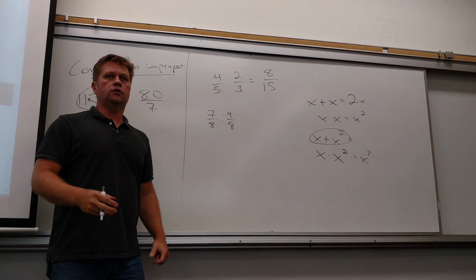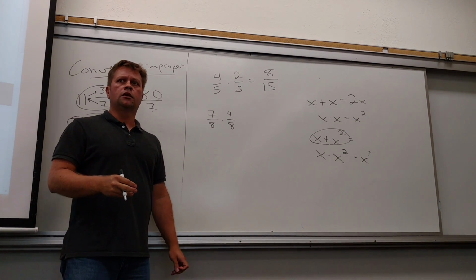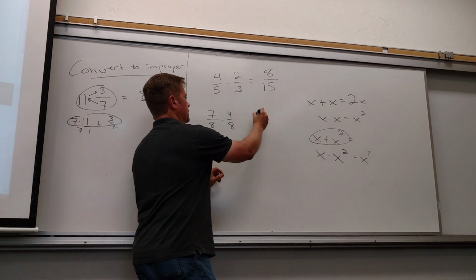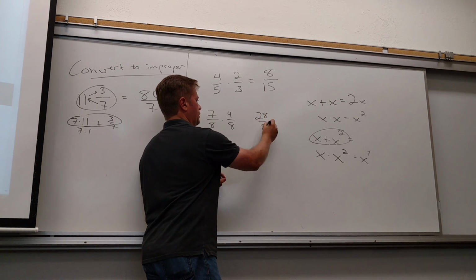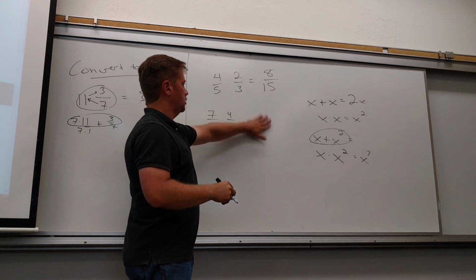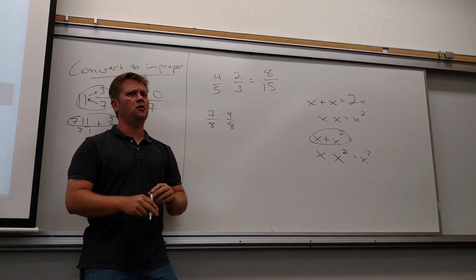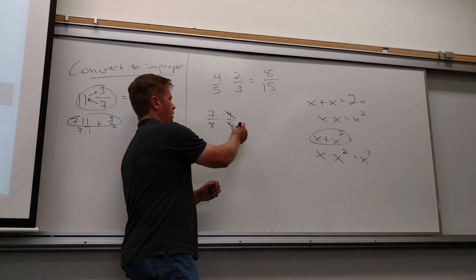What can you do first here? You could multiply, sure, but the biggest mistake I see is somebody will tell me the answer is 28 over 8. And you could say it's 28 over 64, but what's smarter? What's 4 over 8?